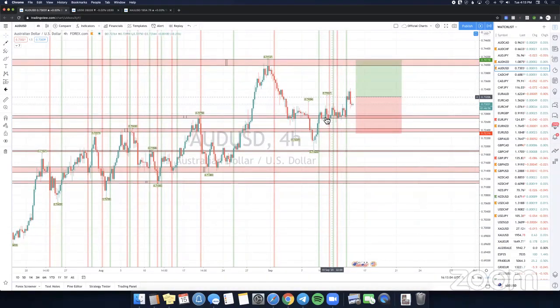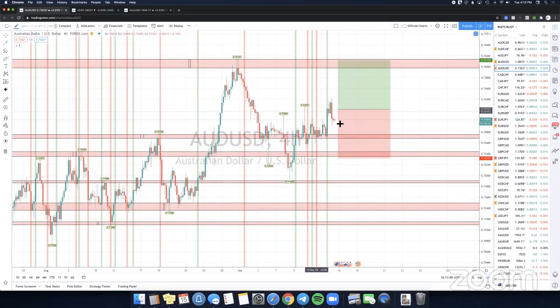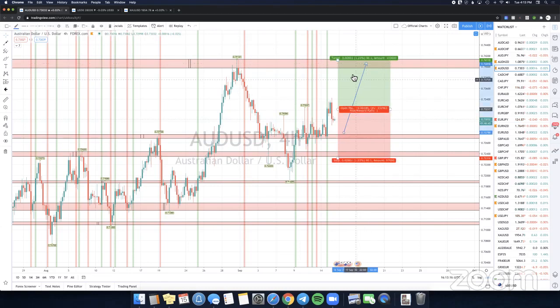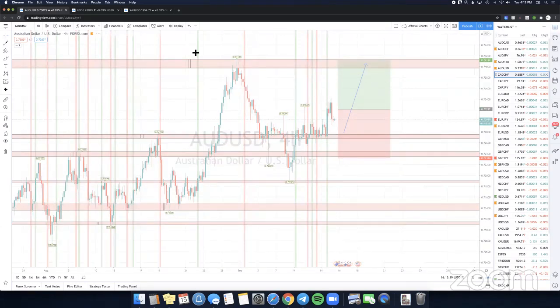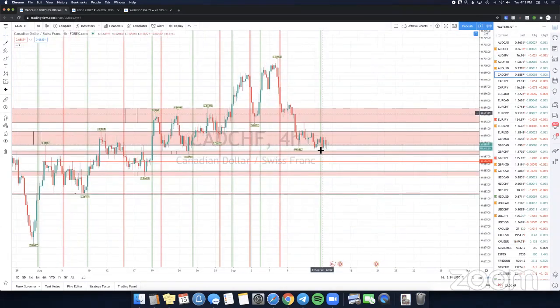But we do have a buy momentum right here, so I do anticipate this to possibly shoot up to the next zone right here, and then it'll establish probably a double top. So once it gets near this point, we'd probably move our stop loss and profit just in case it reverses on us. So looking at CAD CHF over here, it's stuck within zones right here, so we're going to ignore this pair.